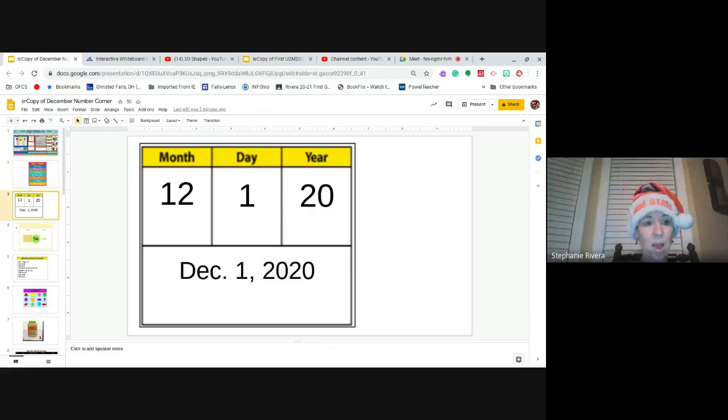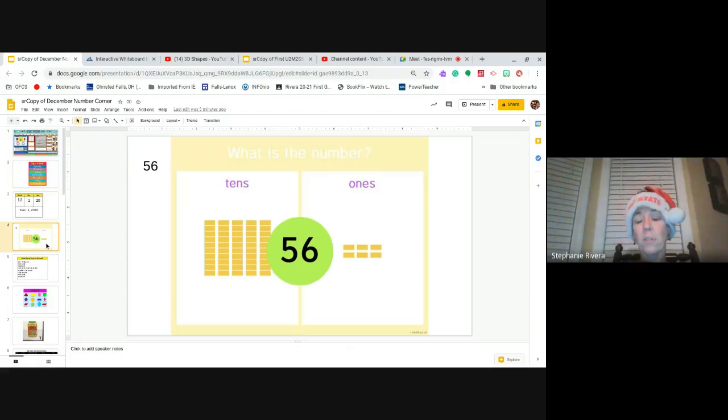Thumbs up. Nice job. And it is the 56th day of school today. So we have 5 10s: 10, 20, 30, 40, 50, and 6 ones: 51, 52, 53, 54, 55, 56. It is the 56th day of school.